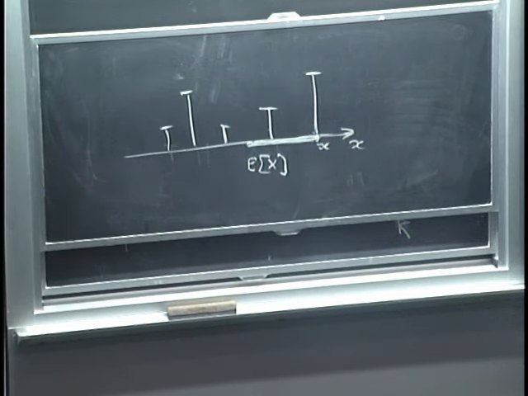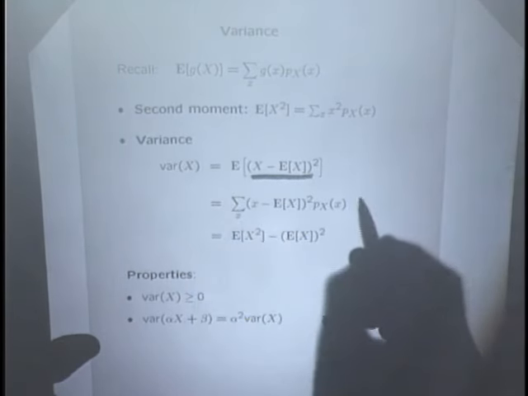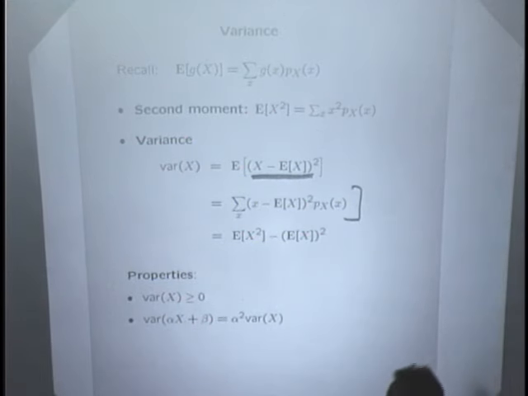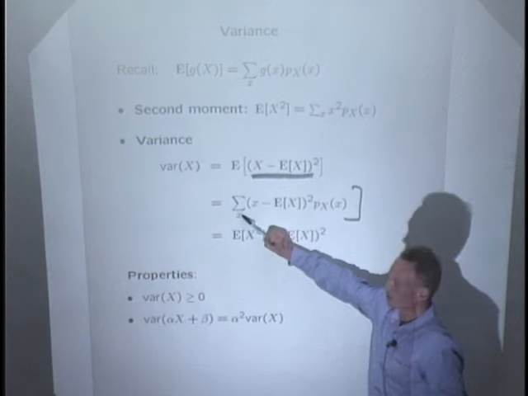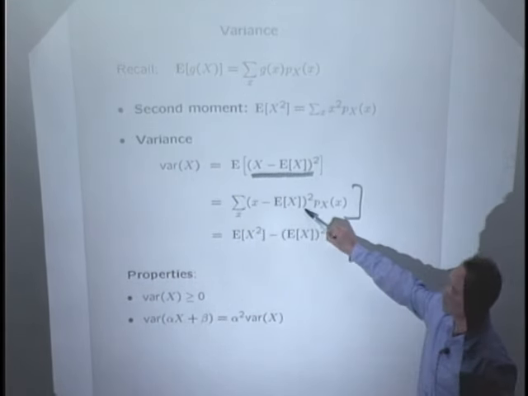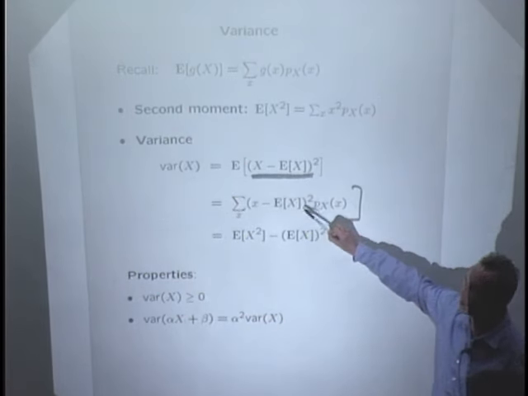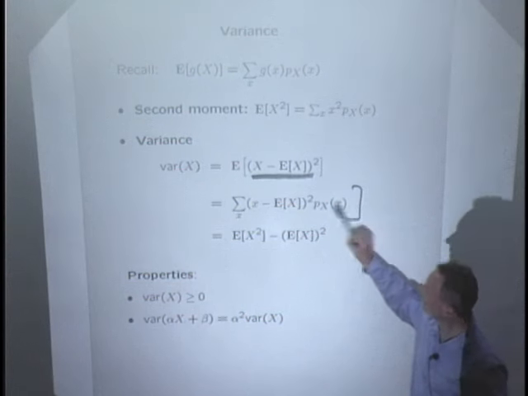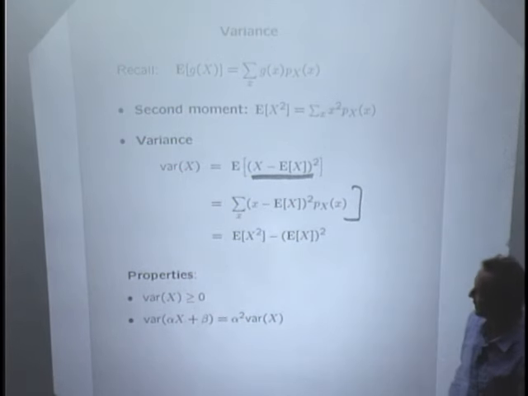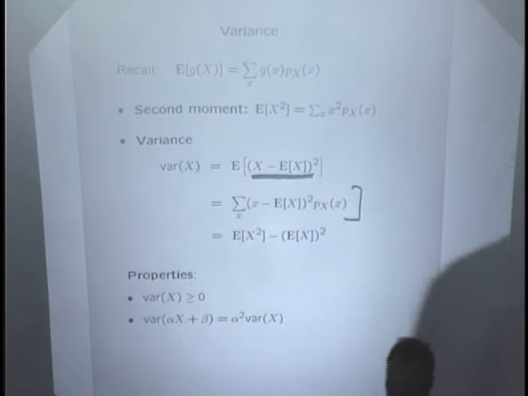This corresponds to this formula here. So the picture that I drew corresponds to that. For every possible numerical value of x, that numerical value corresponds to a certain distance from the mean squared, and I weight according to how likely is that particular value of x to arise. So this measures the average squared distance from the mean.